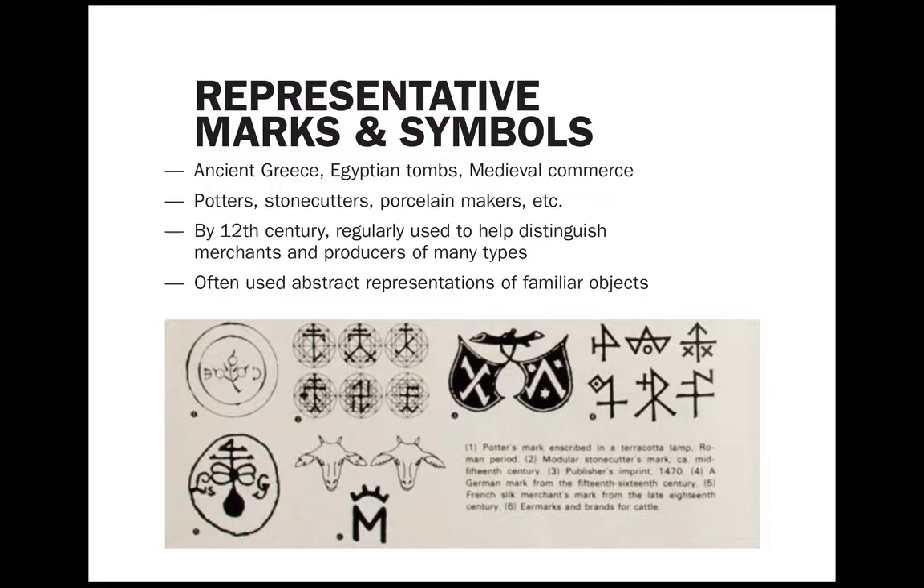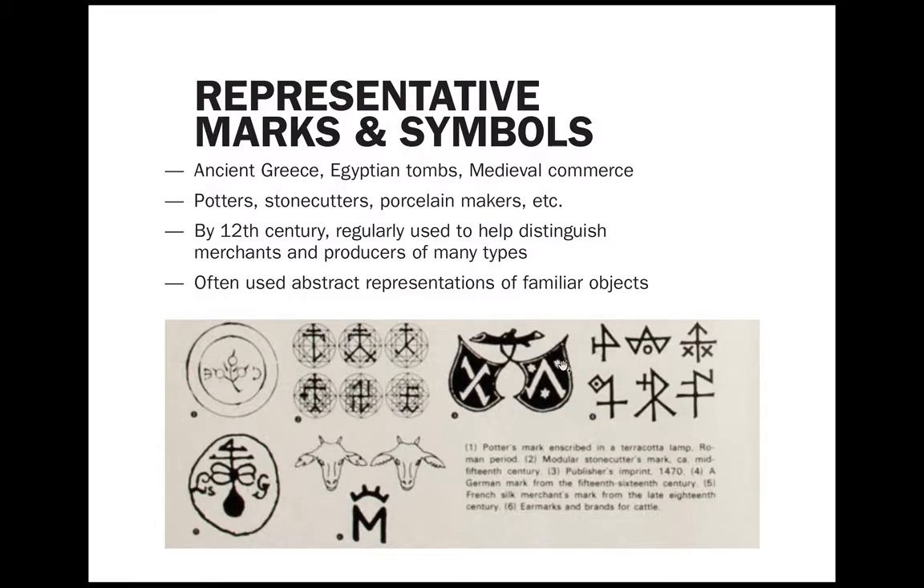Or, for example, when publishing became big, publishers had to distinguish themselves from each other when the early printing press was happening. Here you see some potter's marks. So again, a lot of craftspeople would use their own identifying mark, oftentimes at the bottom of, in this case, some sort of terracotta lamp. We see some modular stone cutters' marks here. The literal brands or branding elements taken from cattle branding. So those are basically representative symbols as well.